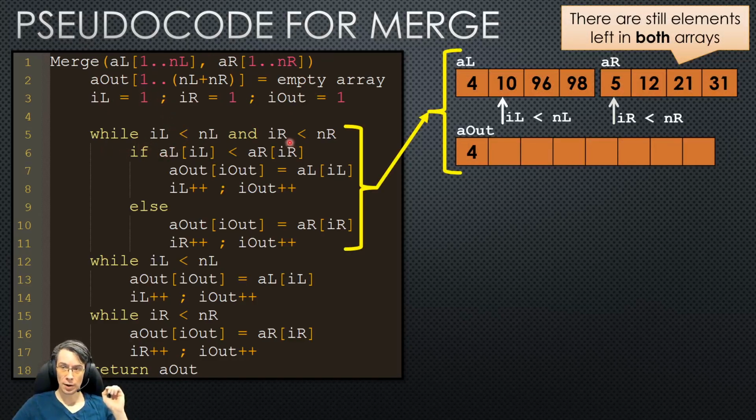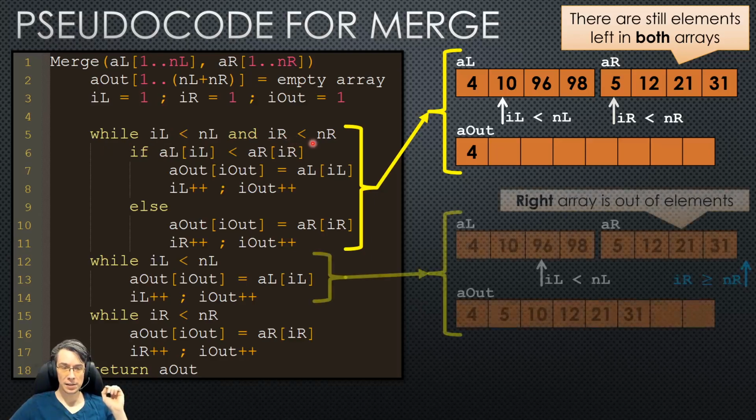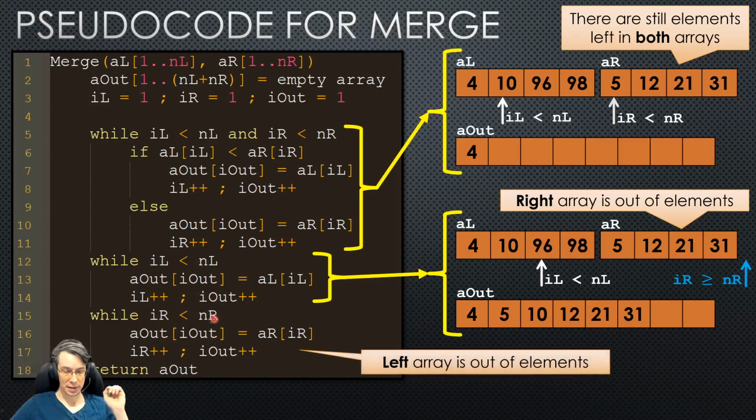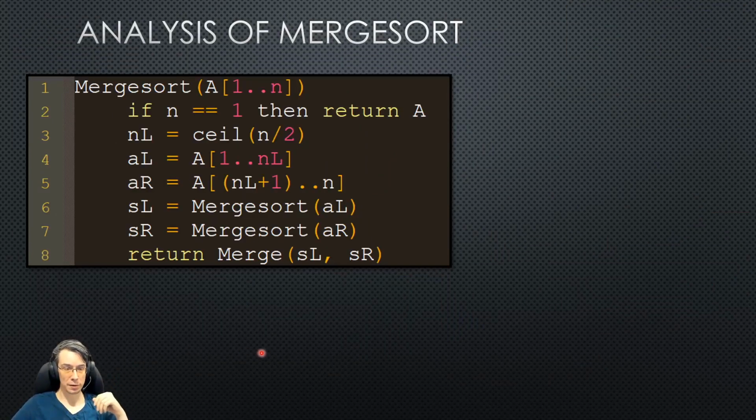There's this case where there are still elements in both arrays. There's this case where there are still elements to be funneled from the left array into the output, but there are no more elements in the right array. And then we have this final case where there are elements in the right array, but not in the left array. Okay, so I won't go through this in great detail. This is just included in case you want to see the pseudocode for merge.